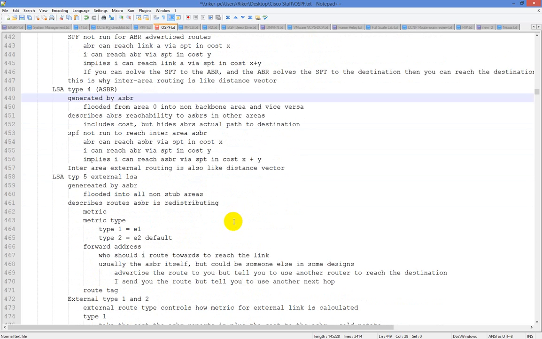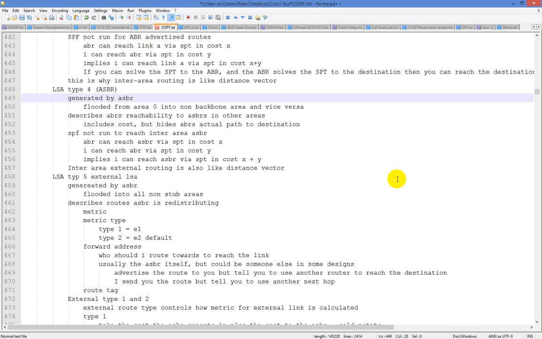So we talk about Type 5 LSAs. Type 5 LSAs are generated by ASBRs and flooded into all non-stub areas. You cannot learn a Type 5 LSA in a stub area or a not so stubby area. They are rejected. So when you're dealing with that, the general idea is you're redistributing something in. So you have the metric and the metric type. The metric type is going to be Type 1 or Type 2, and the metric on any redistributed route is going to be a metric of 20. What you're going to do is take a look at the Type 1 and Type 2.